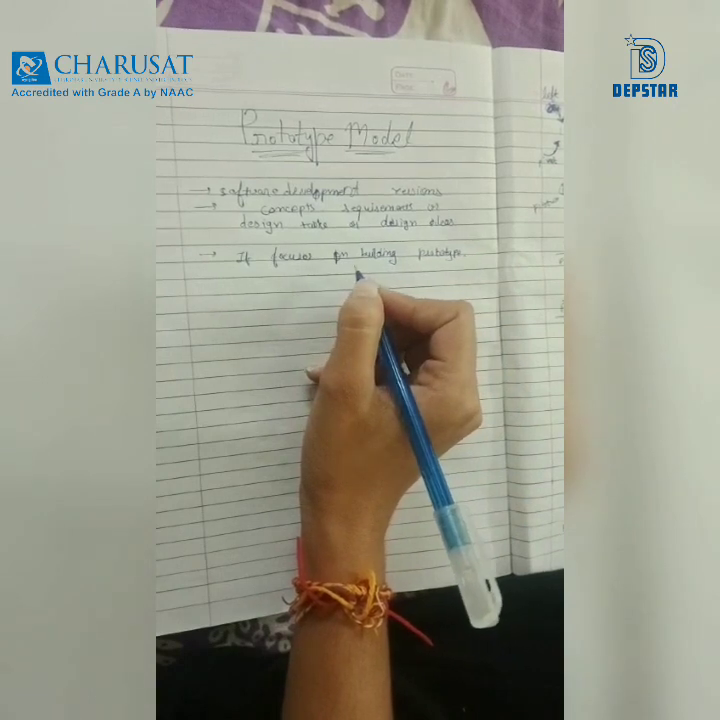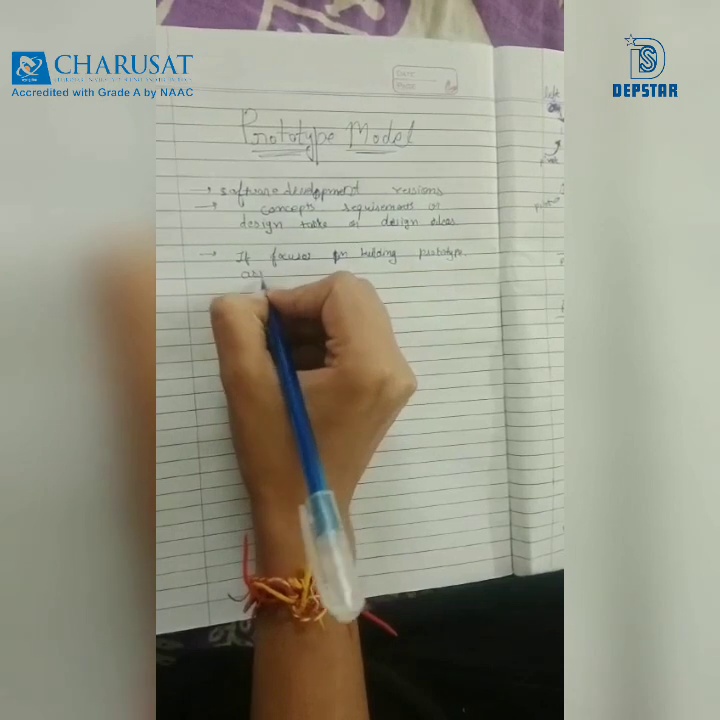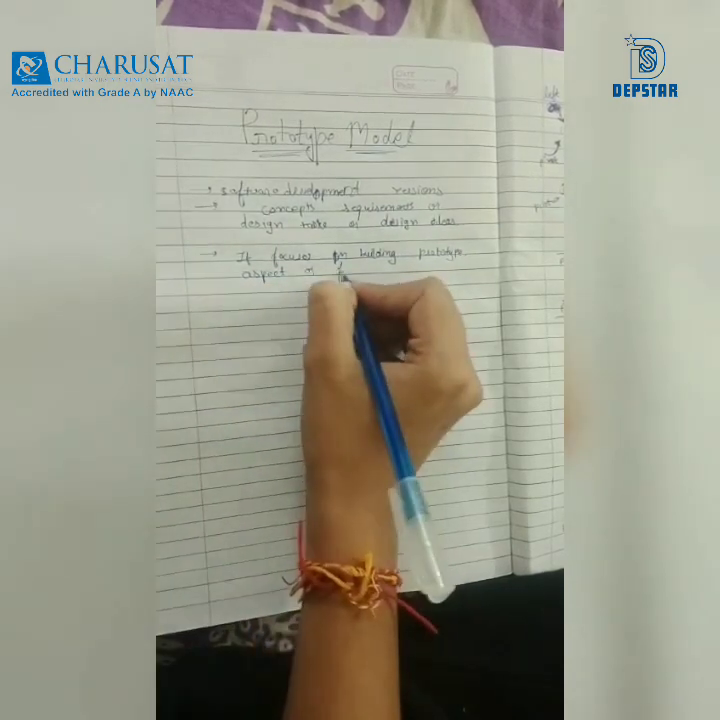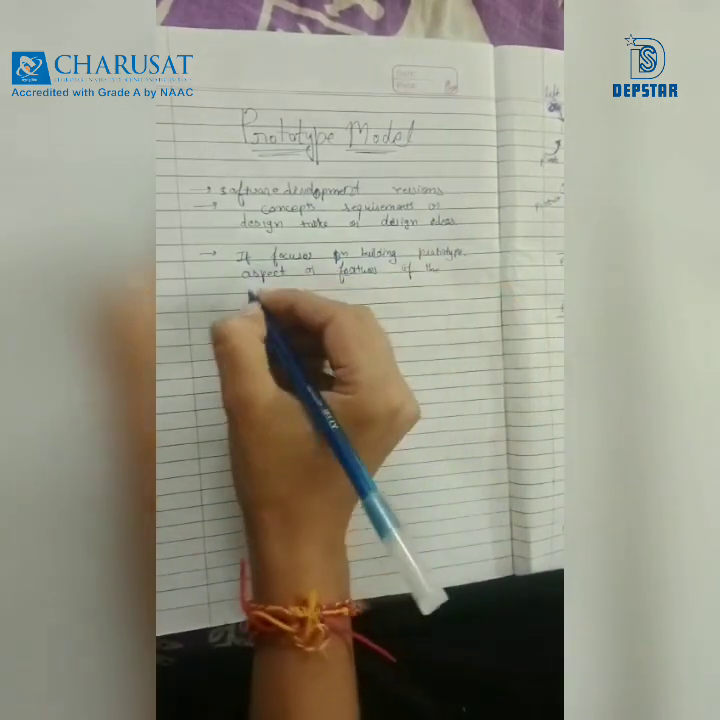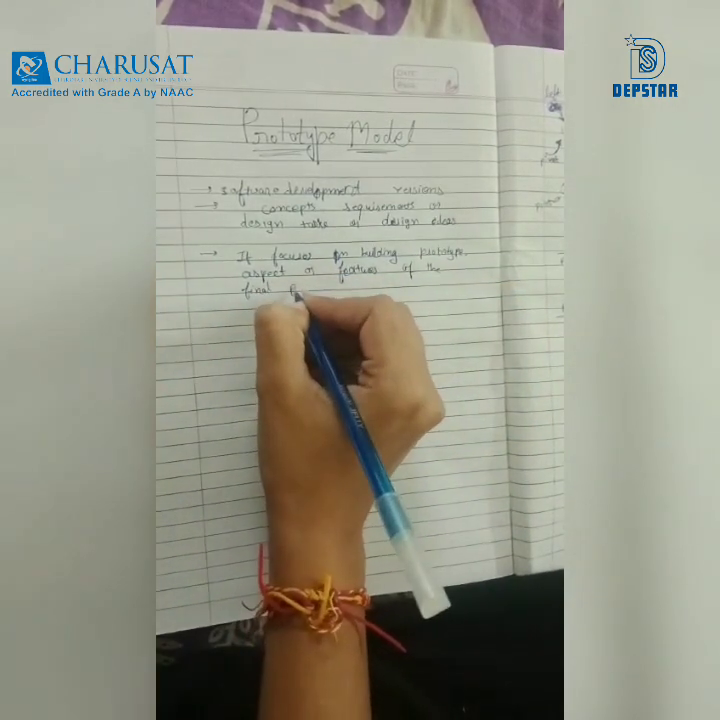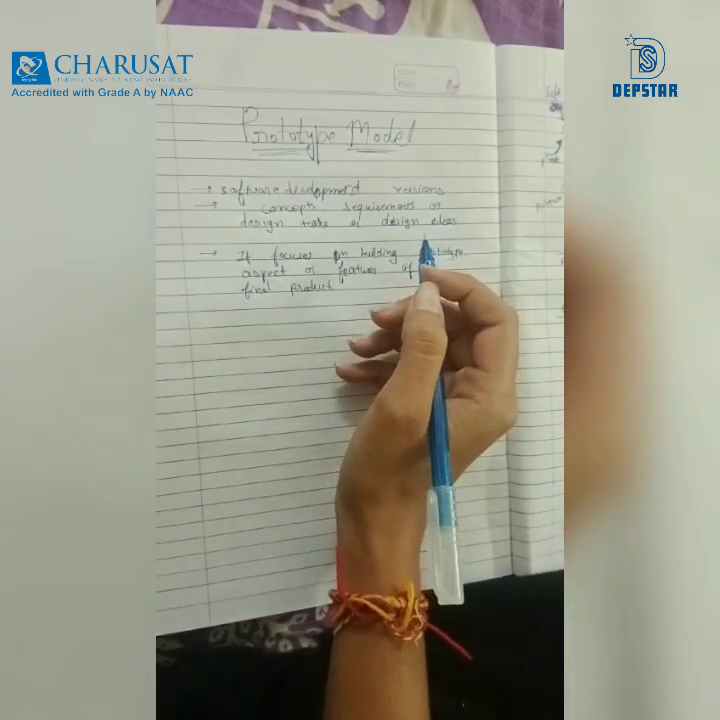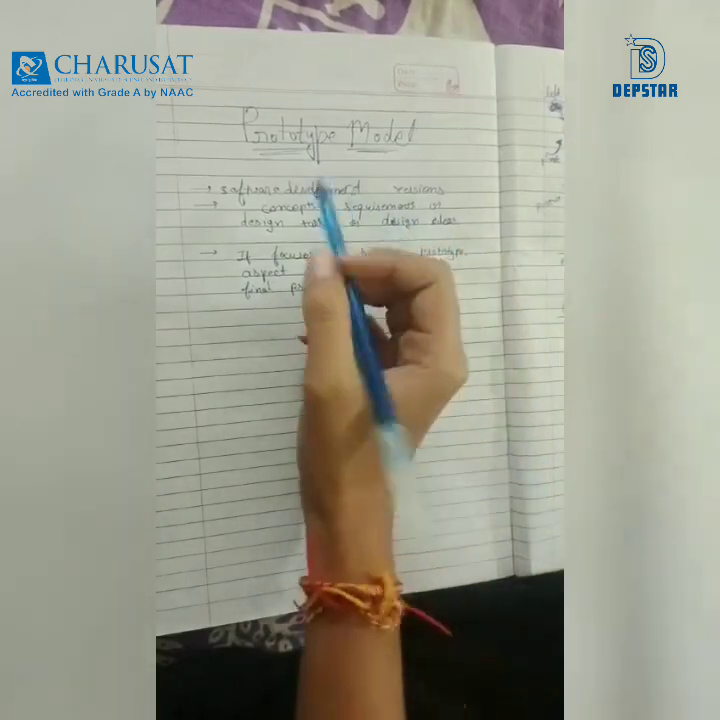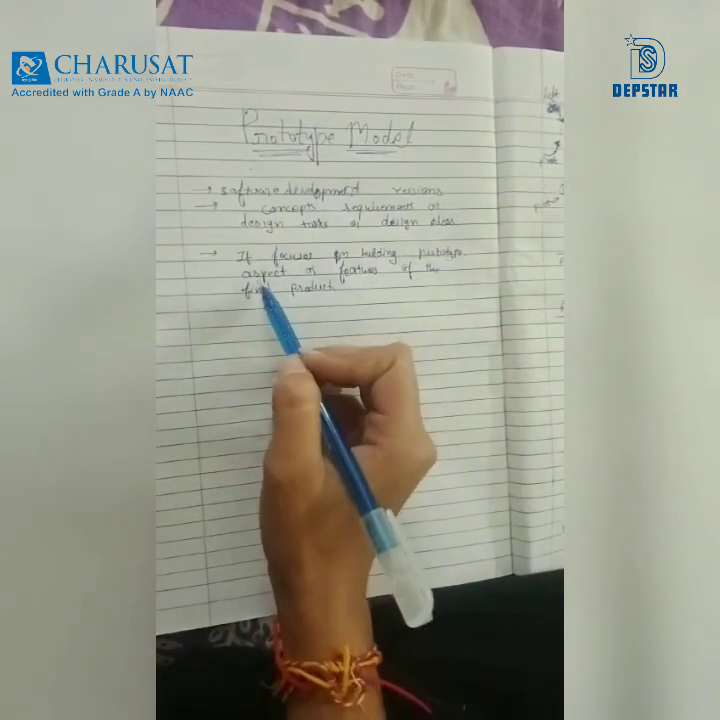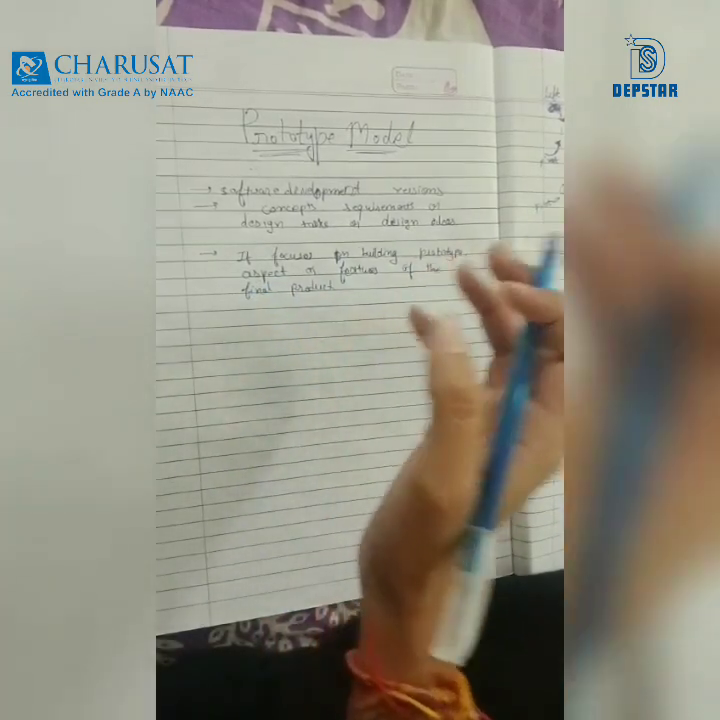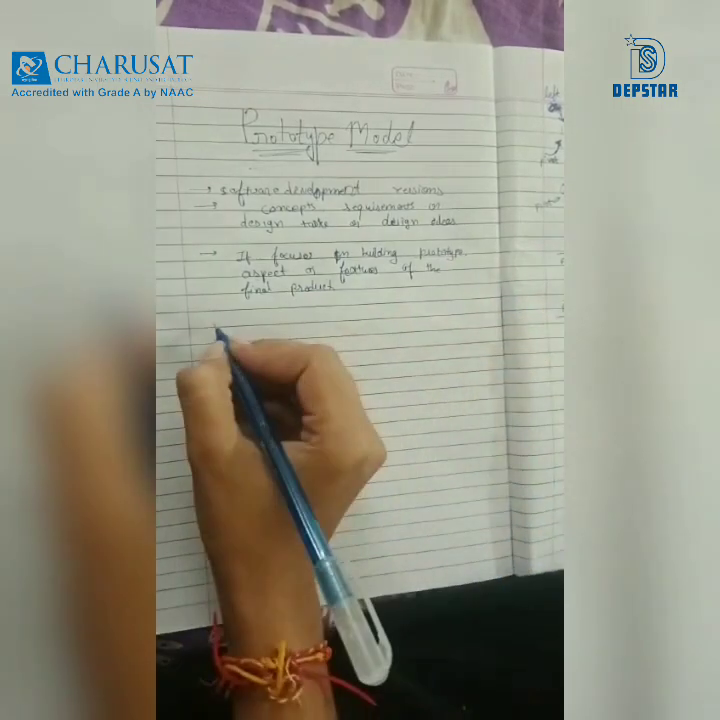And that prototype demonstrates certain aspects or features of the final product. Whenever any client gives us requirements, then this prototype model involves building a prototype which includes the aspects or features of the final product of the client's requirements.